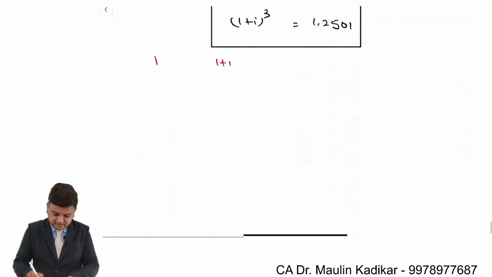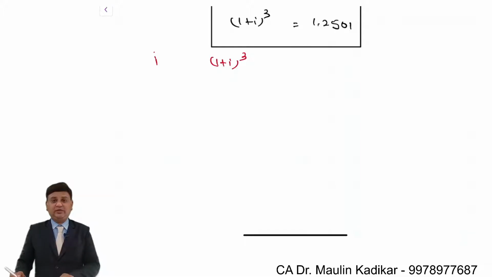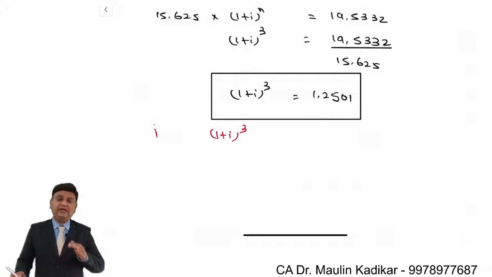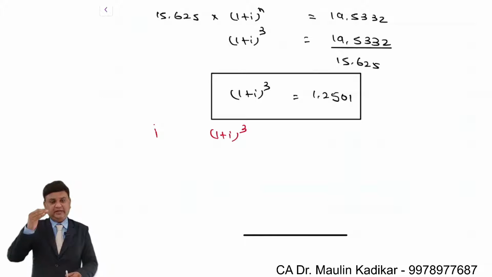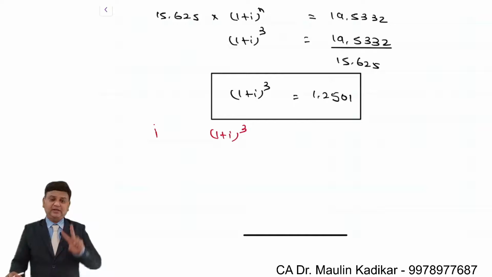Now what is i? You are required to make an assumption, because for any value to the power one third, that is the cube root, cannot be calculated on our calculator. That is the reason we have to adopt the trial and error method. So randomly we start with any rate and compute the future value factor. We'll find two future value factors, one having a value less than 1.2501, another having a value more than that, and then both of them will be interpolated.